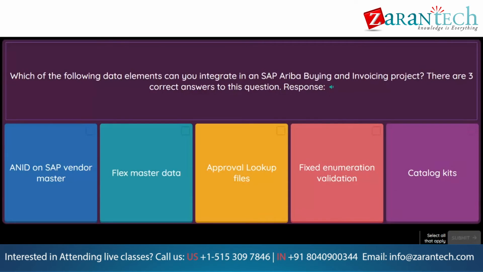Question: Which of the following data elements can you integrate in an SAP Ariba buying and invoicing project? There are 3 correct answers to this question. Response: Option 1. ANID on SAP Vendor Master. Option 2. Flex Master Data. Option 3. Approval Lookup Files. Option 4. Fixed Enumeration Validation. Option 5. Catalog Kits.